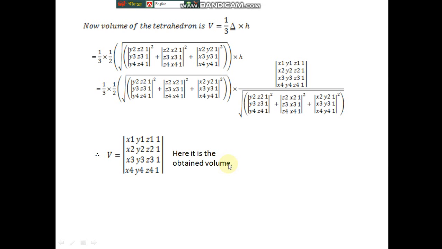So this is my class about the tetrahedron, the volume of the tetrahedron.